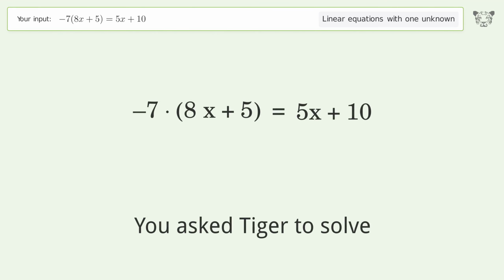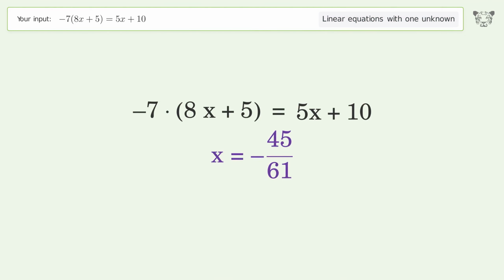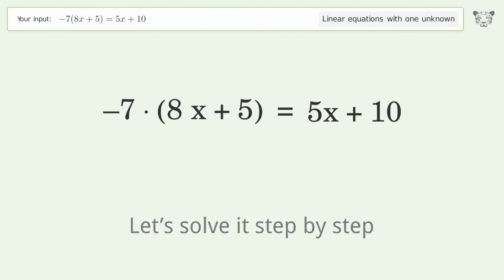You ask Tiger to solve this. It deals with linear equations with one unknown. The final result is x equals -45/61. Let's solve it step by step.